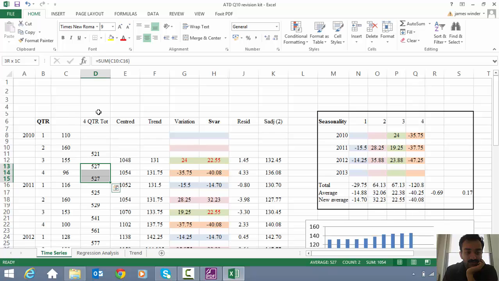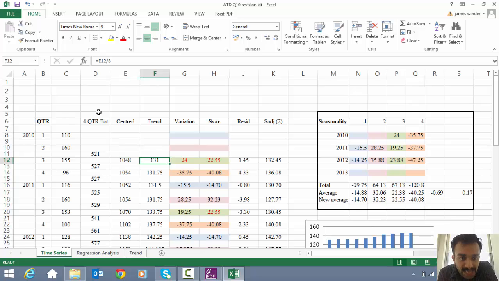So you add the value below quarter 3 and 4, and that gives you a 4 quarter centered total. This way, what you've done is you've added 4 and 4, 8 values together into a centered total. And you want to obviously take an average. How do you then take an average? Divide the centered total by 8.